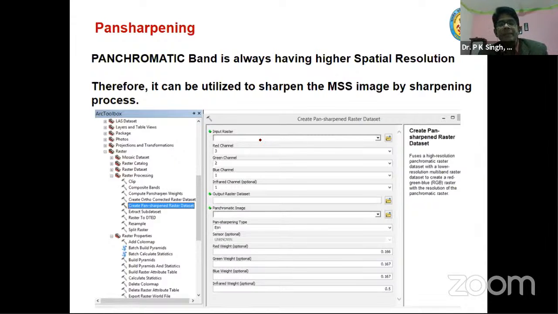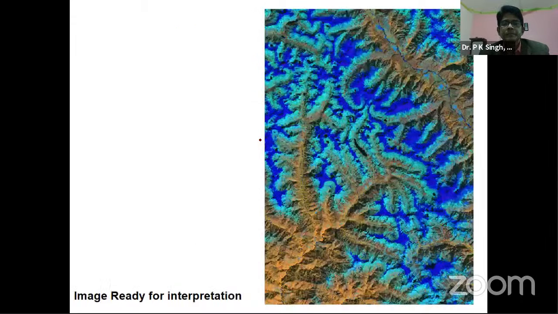So pan sharpening has different names and terms in different software, but everywhere this technique is available. In ArcGIS, it is written as create pan sharpened raster dataset. In ERDAS, it is pan sharpening. In that way, different names are there. Ultimately, your data is ready for analysis.